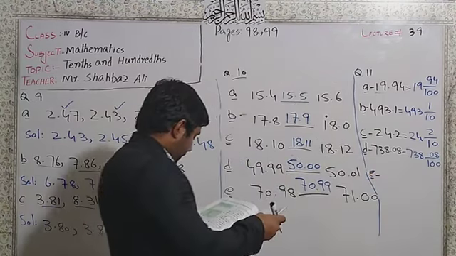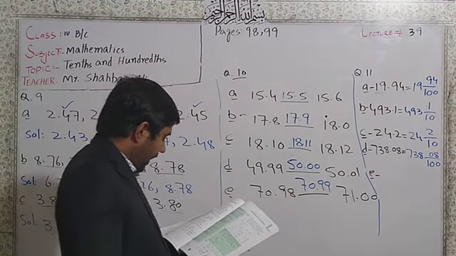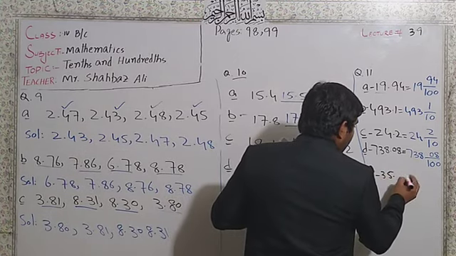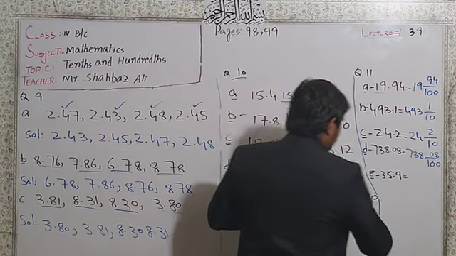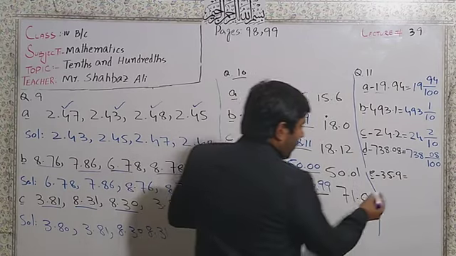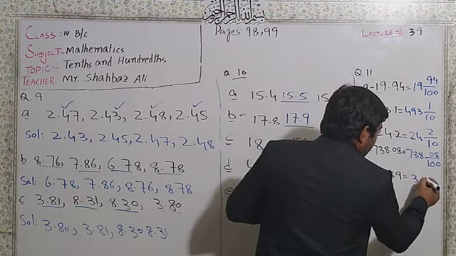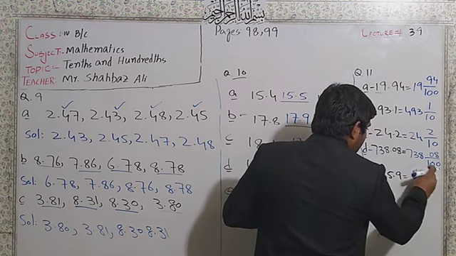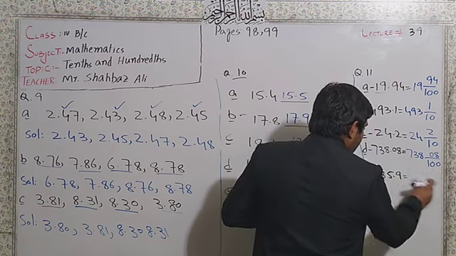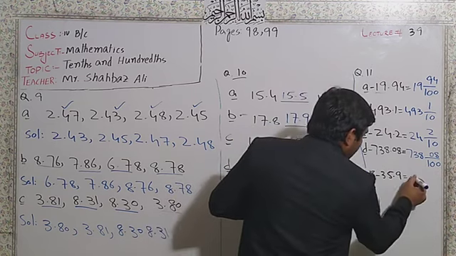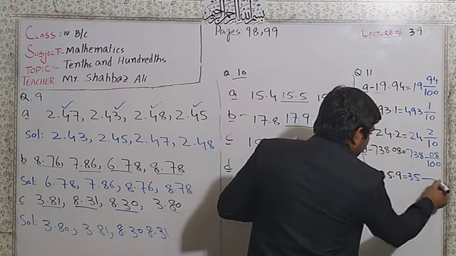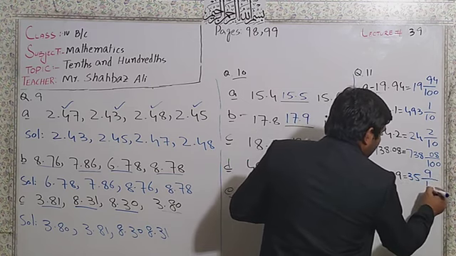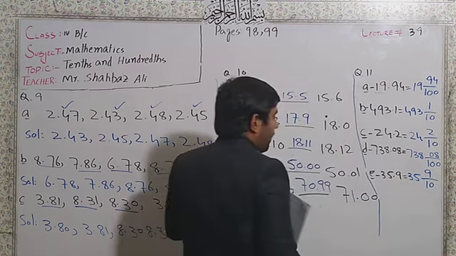And then part E, 35.9. So simple, this is 35, and then there is 9. After the point 1 digit, you put 1, 0.